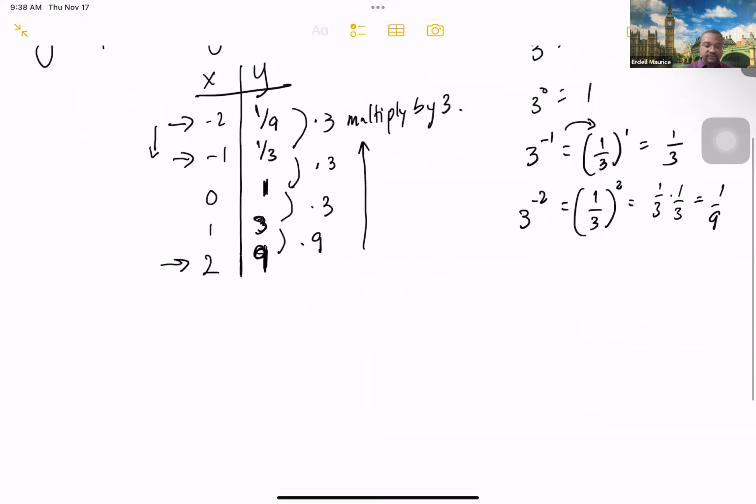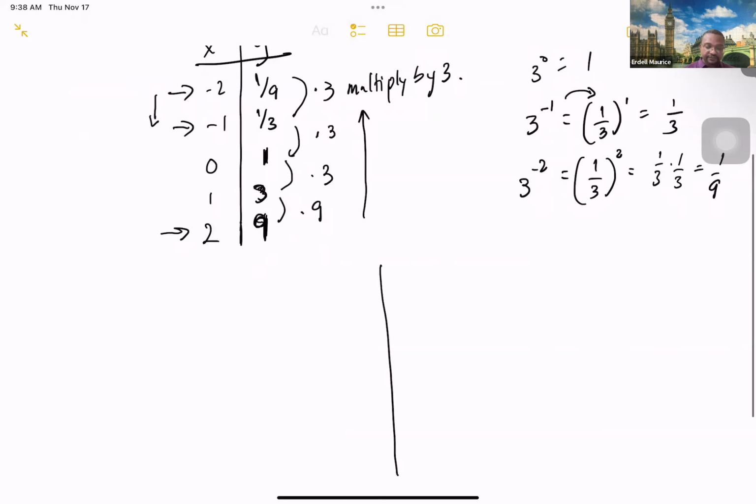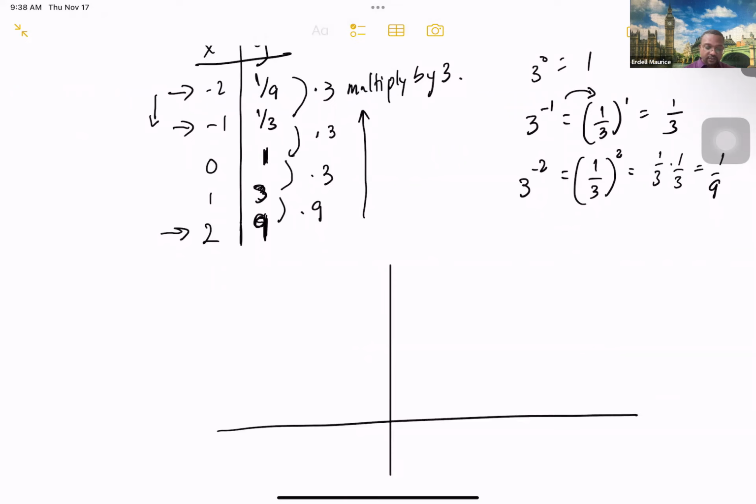Now to graph the function would simply be to plot the points. So at -2, the graph is 1/9. At -1, the graph is 1/3. At 0, the graph is 1. At 1, the graph is 3. And at 2, the graph is 9. So it's going to be way up here. And so you see this graph that looks like this.